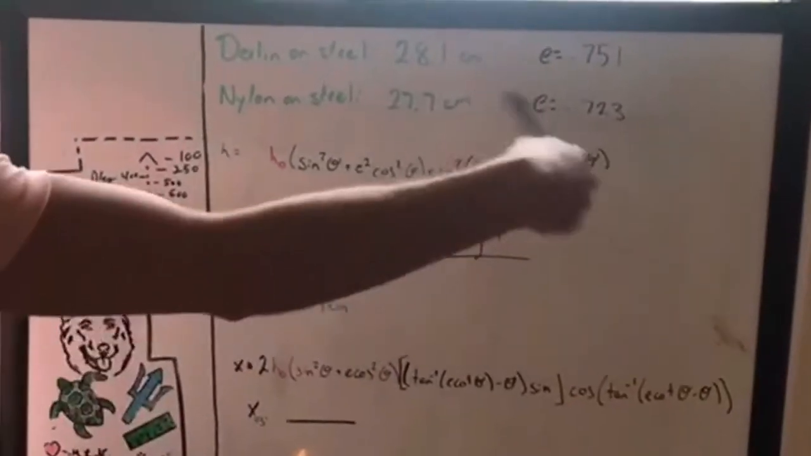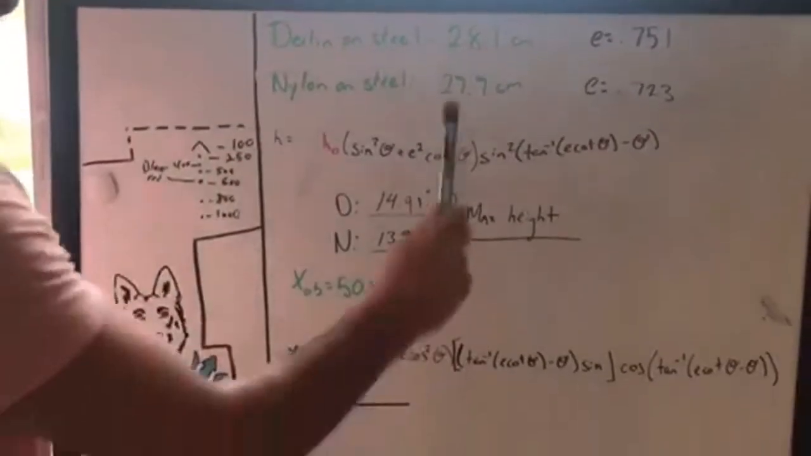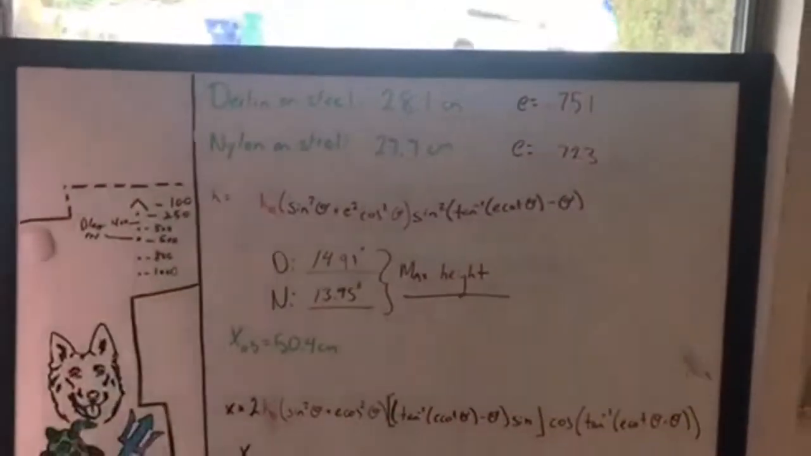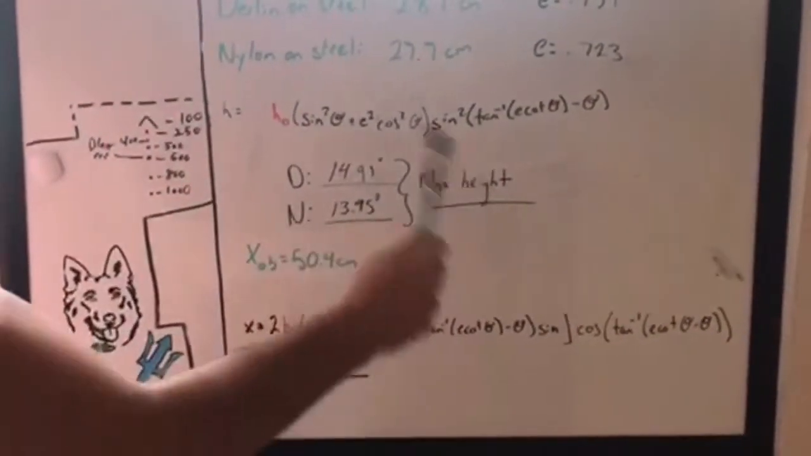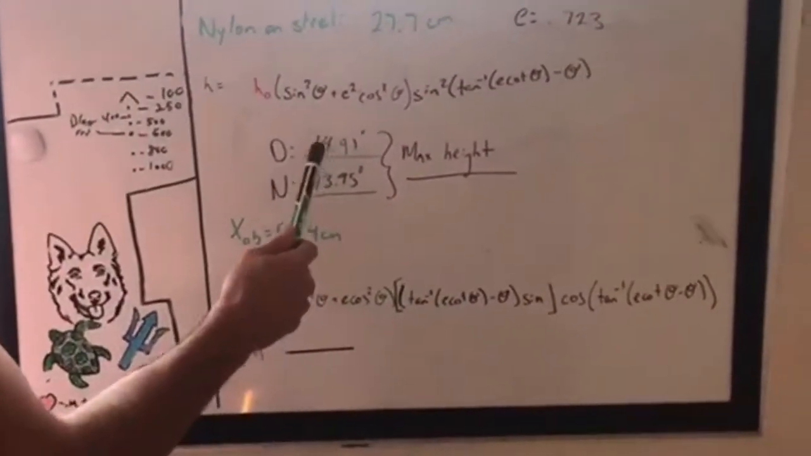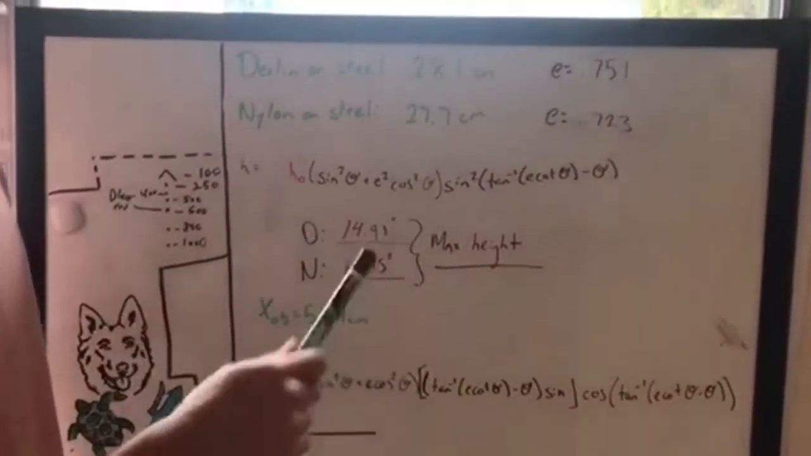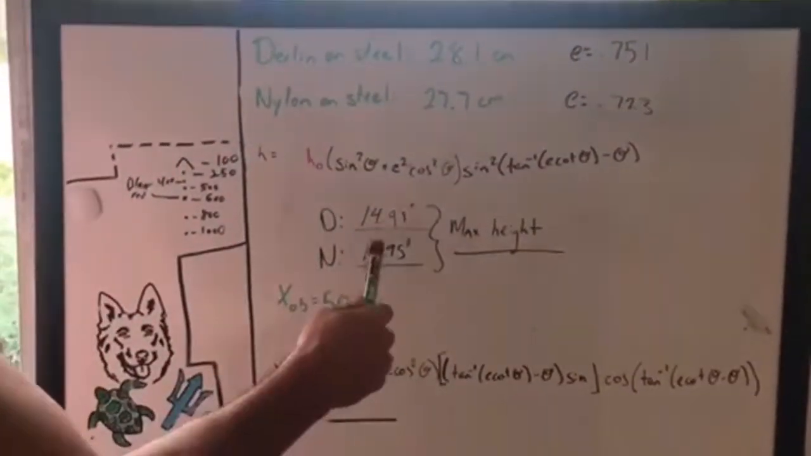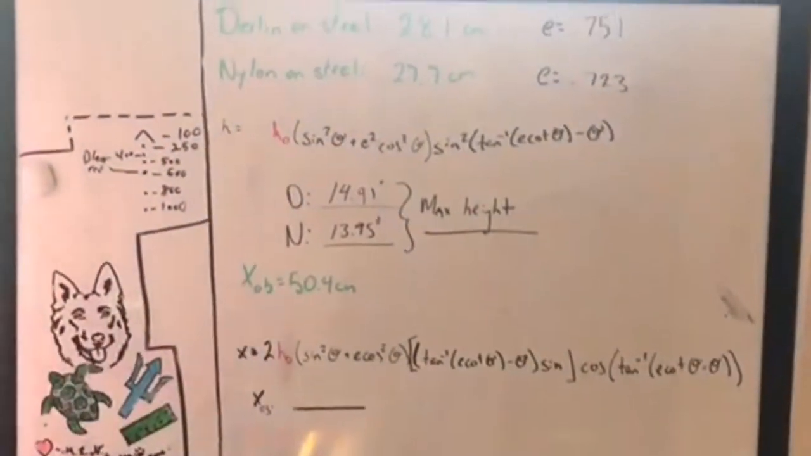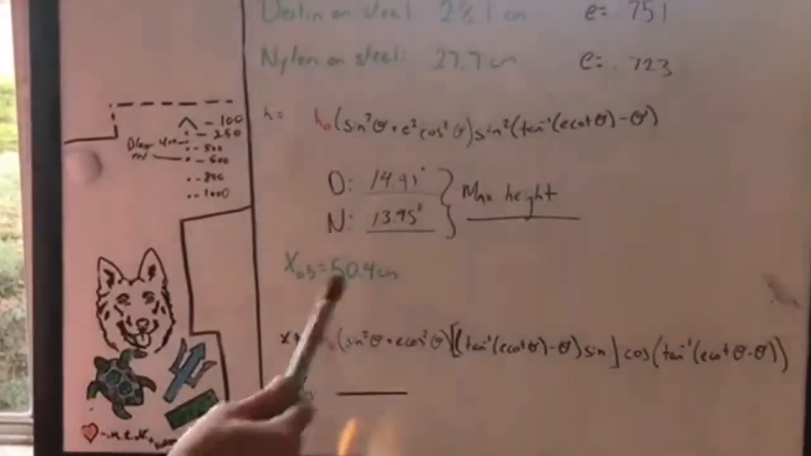We have the coefficients of restitution of both materials, for Delrin on steel and nylon on steel. We plug in the maximum heights for both materials into the equation and we solve for theta. This will give us different values for both of them. For Delrin, it's 14.91 degrees, which indicates the greatest angle the slanted board can be at. And for nylon, it's 13.95 degrees. Putting the plate at these angles will give us the maximum height for which the ball will be able to clear the obstacle.